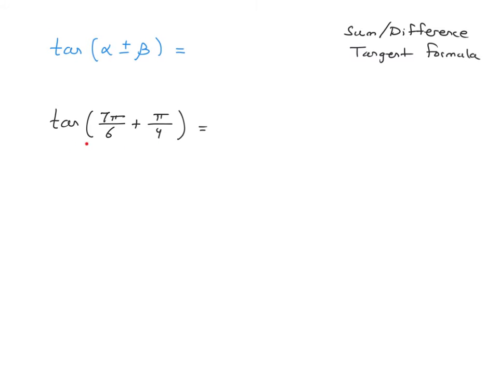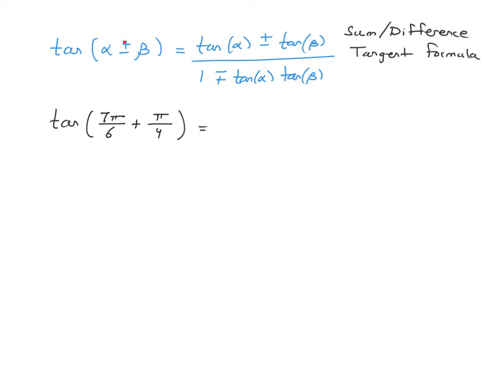To simplify this expression, I'm going to use the sum difference formula for tangent. So let's first state that formula. Tangent of alpha plus or minus beta is equal to tangent of alpha plus or minus tangent of beta, all divided by 1 minus plus tangent of alpha times tangent of beta.